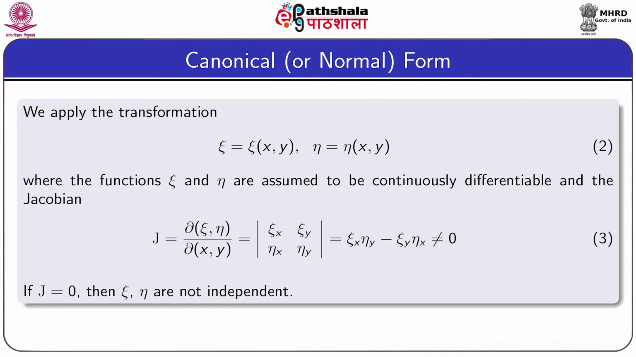So, one of the basic assumptions in this transformation is that the Jacobian of this transformation is not equal to 0. If the Jacobian of this transformation becomes 0, then we cannot choose xi and eta as our independent variables. They will become dependent.